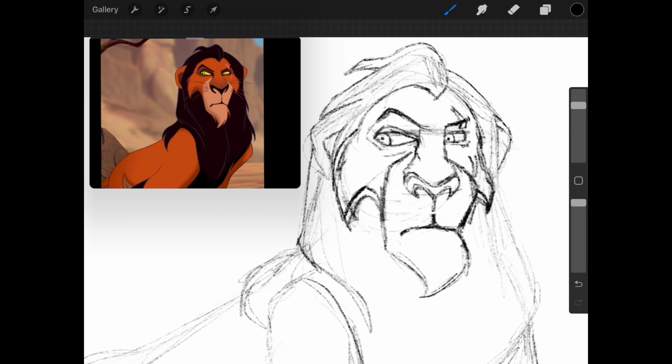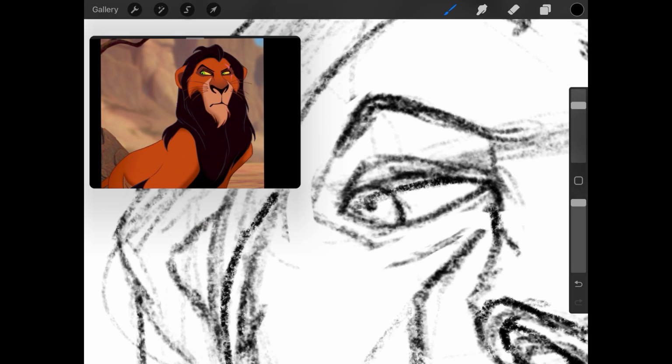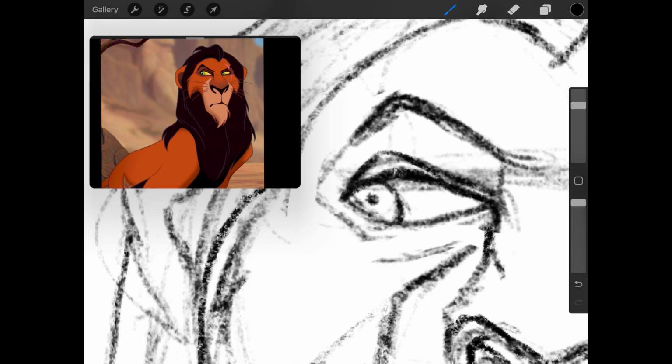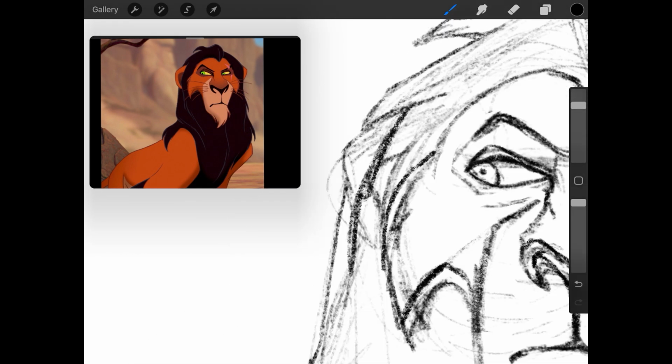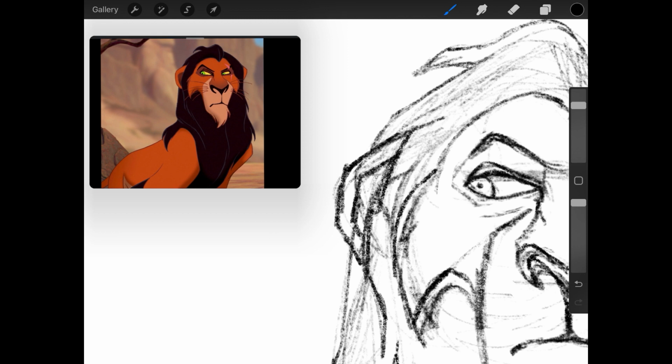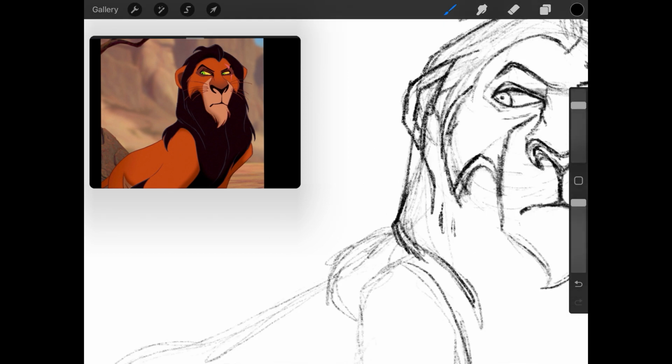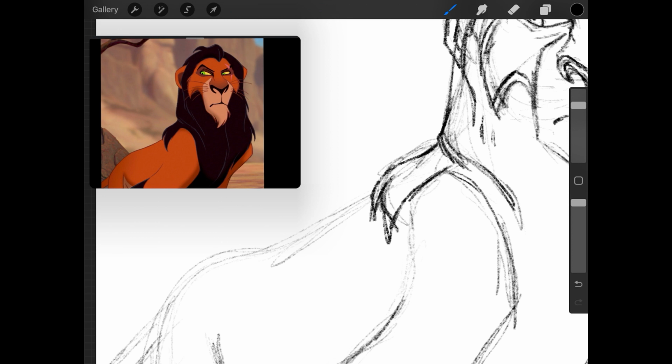He was created by screenwriters Irene Mecchi, Jonathan Roberts, and Linda Woolverton. Thank you, Wikipedia. I had no idea. I did know the voice, though. The voice of Scar is Jeremy Irons. He sang two-thirds of Be Prepared.